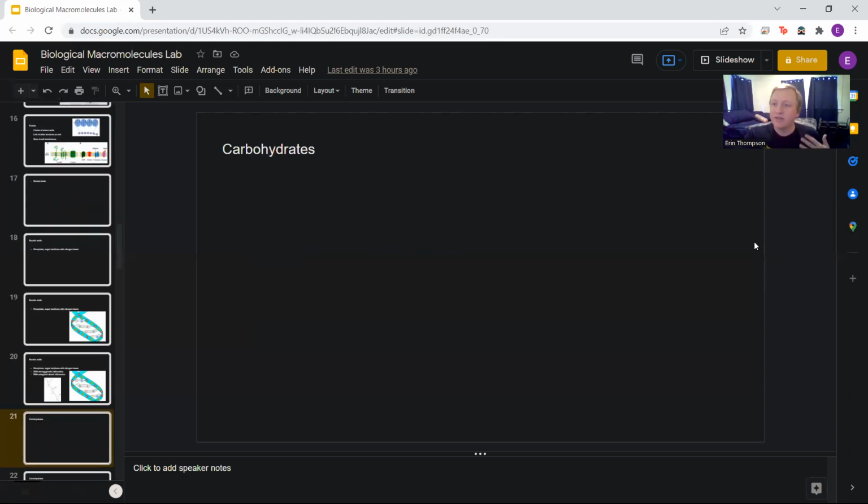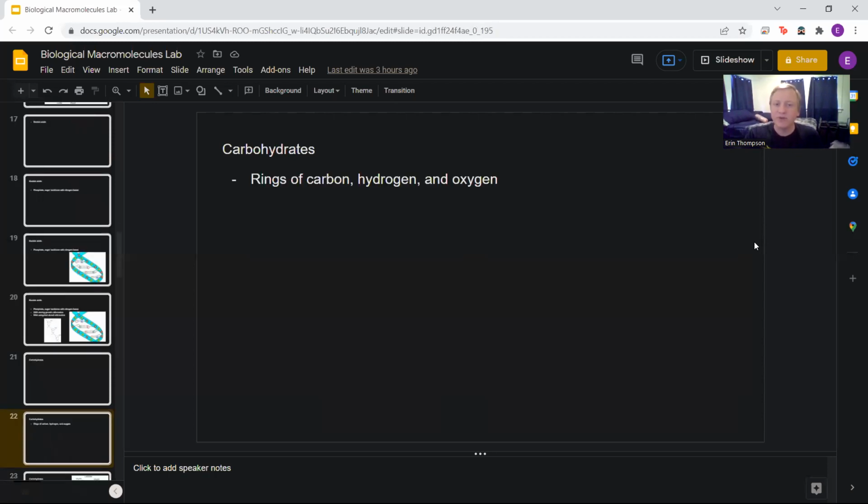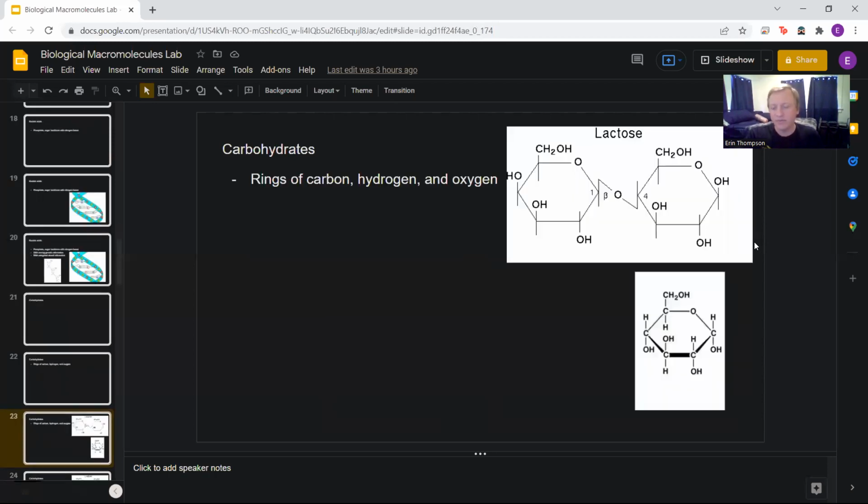The last one is carbohydrates. These are rings of carbon, hydrogen, and oxygen. Okay, and here's one that hopefully you should be familiar with. Here is lactose, which is a glucose and a galactose.